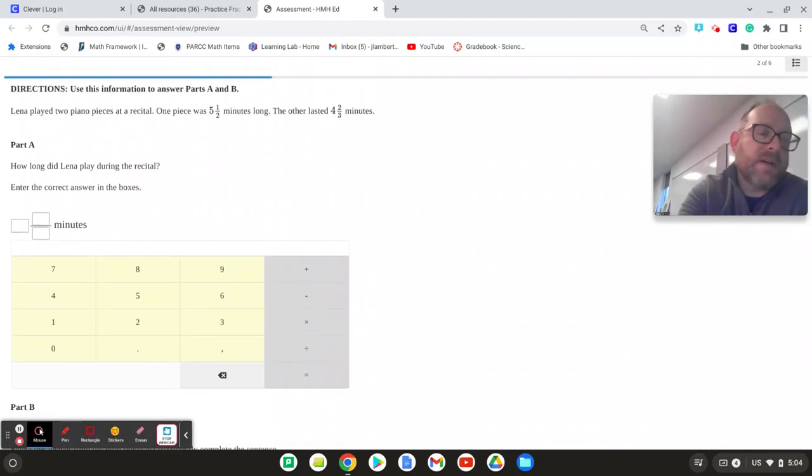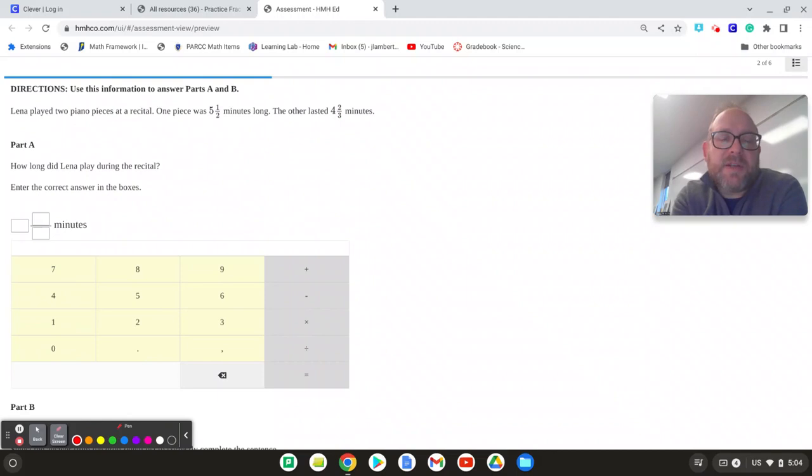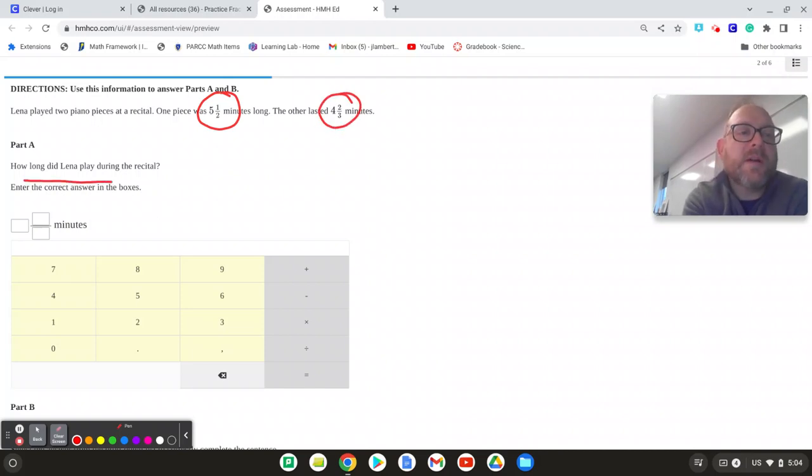So let's go back to here. And Lena played 2 piano pieces at the recital. So we know we have 2 pieces. One piece was 5.5 minutes long. The other lasted 4 2/3 minutes. We want to know how long does Lena play at the recital. So I've got one thing here, but I've got the other thing over here. And if I've got one and then something else, and I kind of want to know how much they play in all, this is going to be addition. We're going to add it up.